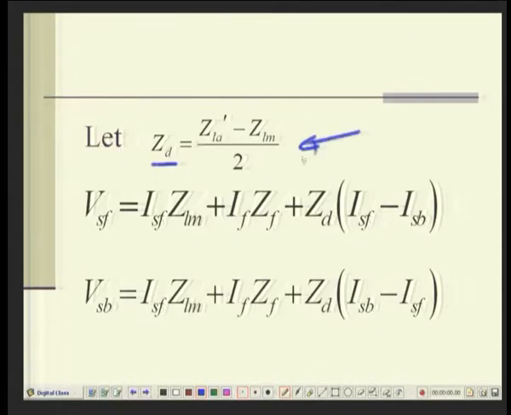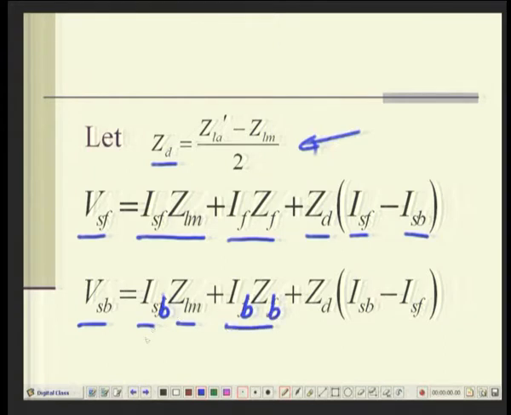Okay, this is a new definition, I call it the shunt impedance ZD. With this, you can get VSF equal to ISF ZLM plus IF ZF plus ZD into (ISF minus ISB), and VSB is ISB ZLM plus IB ZB plus ZD (ISB minus ISF). Please make the corrections.